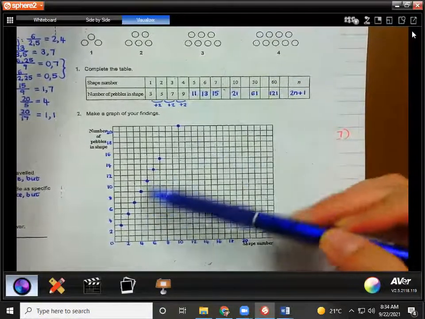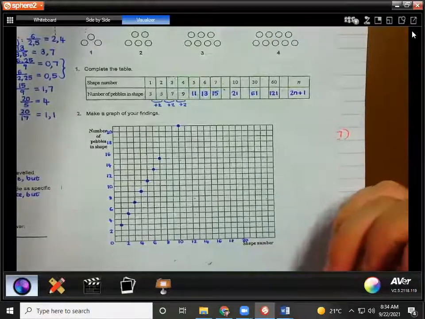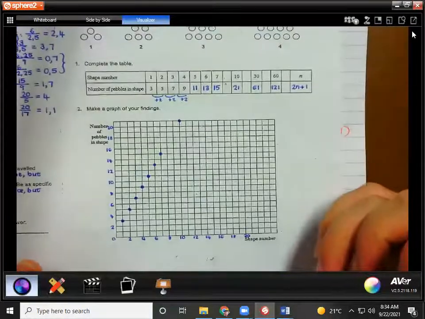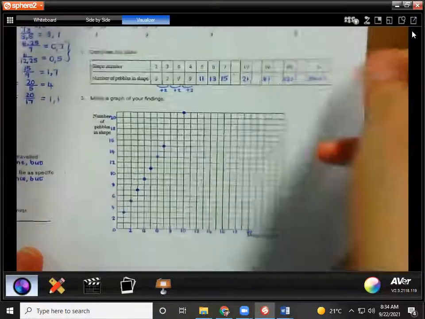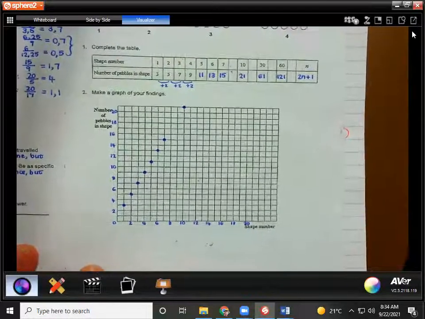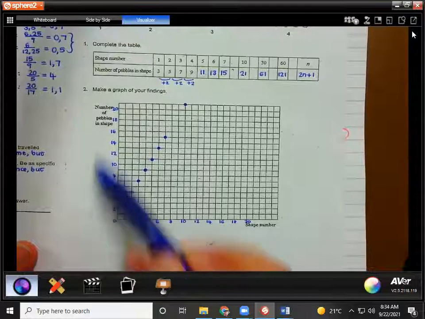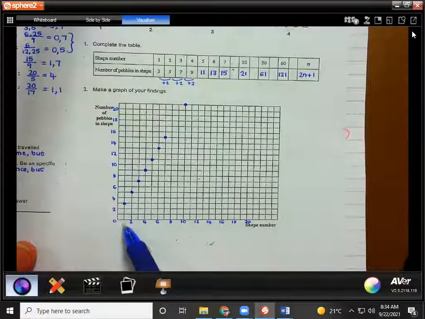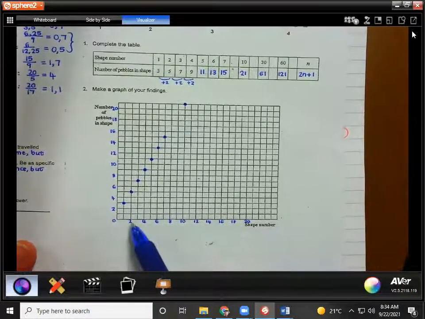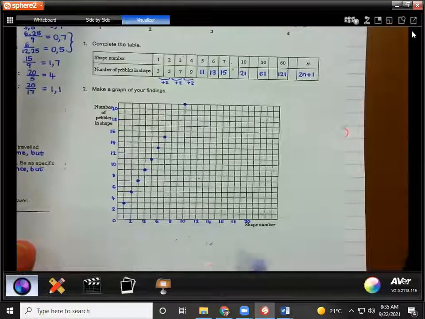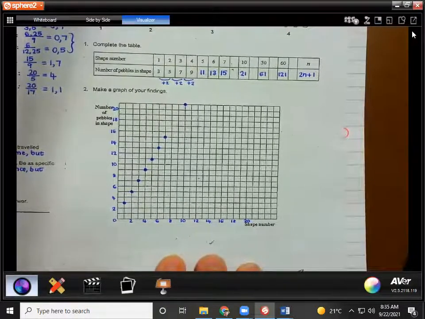Did anyone else do something different? Did anyone use a different scale to try and fit them in? It's fine if you didn't. It's okay. You can see I just wrote my scale in here. So I didn't write 0, 1, 2, 3. You could have done that if you wanted to. I just labeled every second one because the space was a bit limited there.